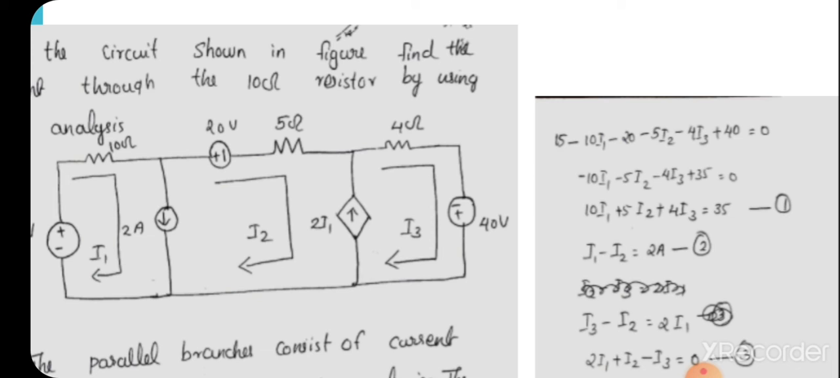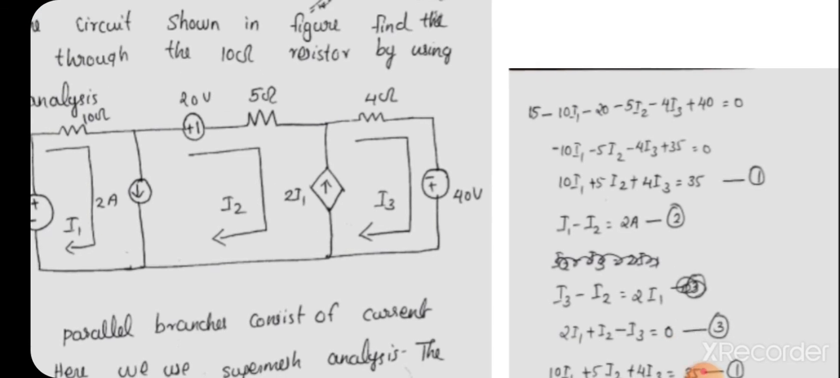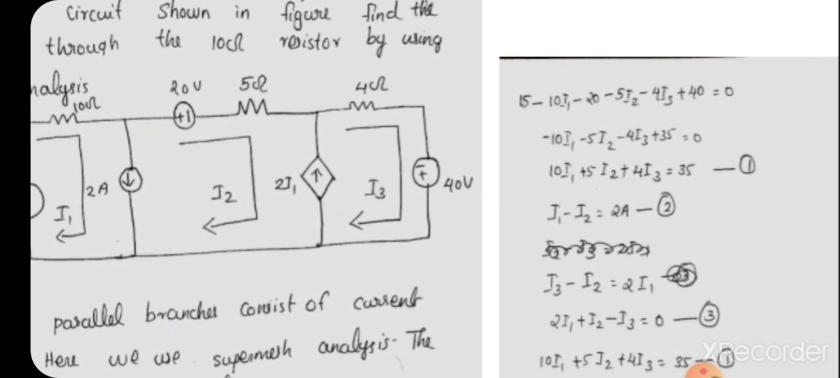Similarly, in the case of the 2 I1 dependent current source, we know that I3 current flows upwards and I2 current flows downwards. So we can write I3 minus I2 will be equal to 2 I1, or we can write I2 minus I3 equal to minus 2 I1. In any manner you can write, both are the same. That is I3 minus I2 equal to 2 I1.